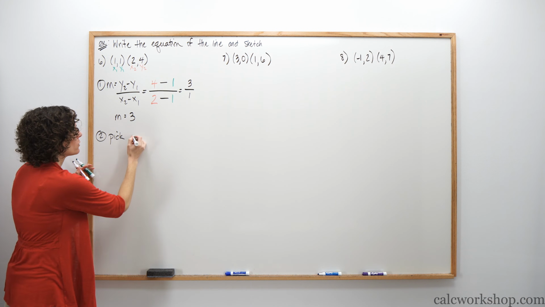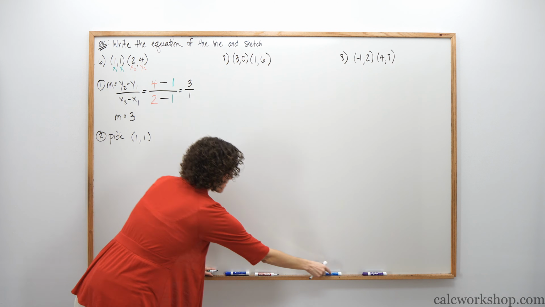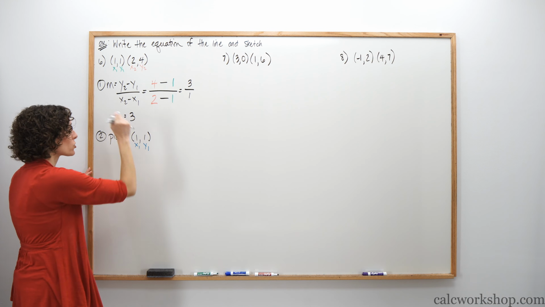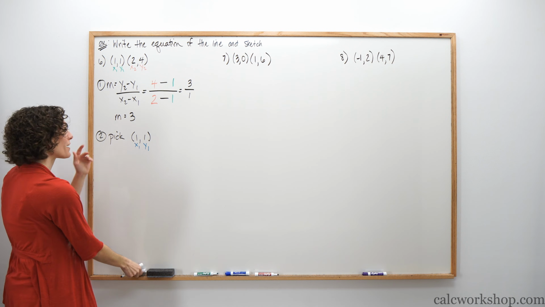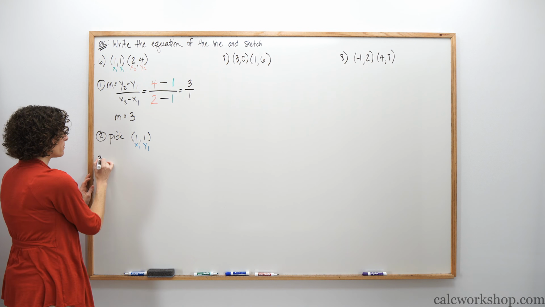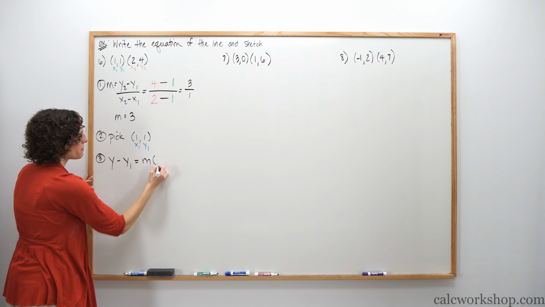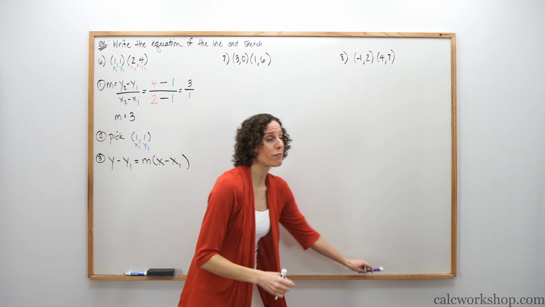It's easier. So we're going to pick the point 1, 1, and I'm going to label that x1, y1, and I'm going to change it in terms of colors. So you can see that I'm choosing it, but it really isn't going to make a difference. Step 3, we have y minus y1 equals m times x minus x1. All we got to do is drop everything in.